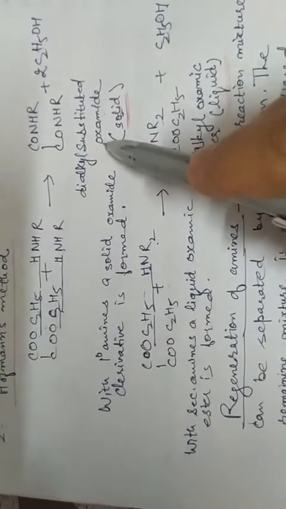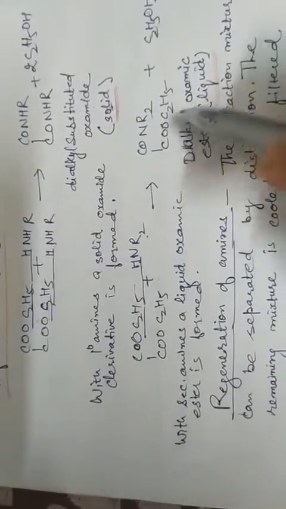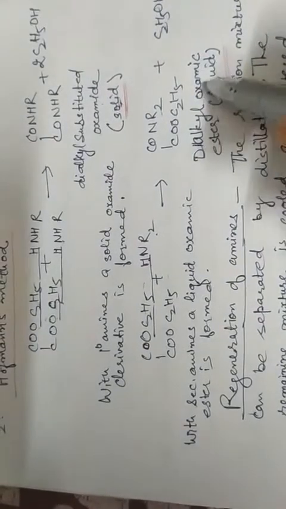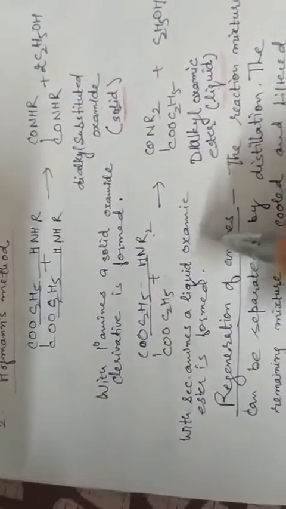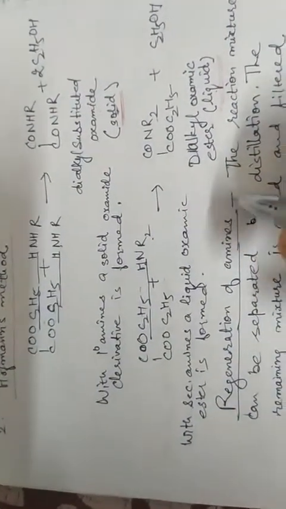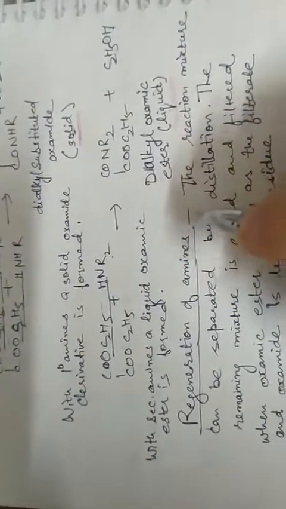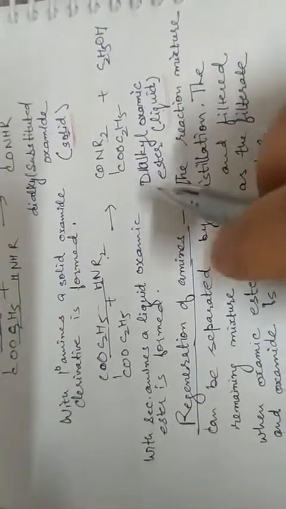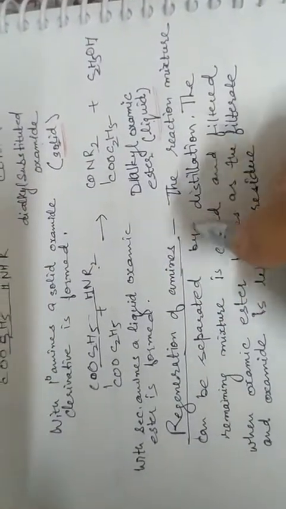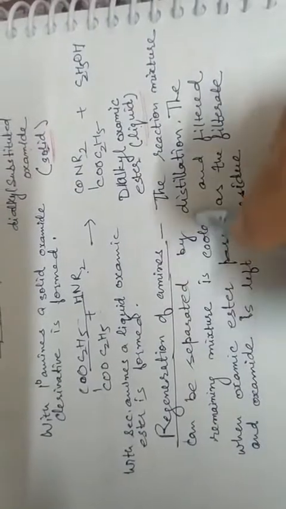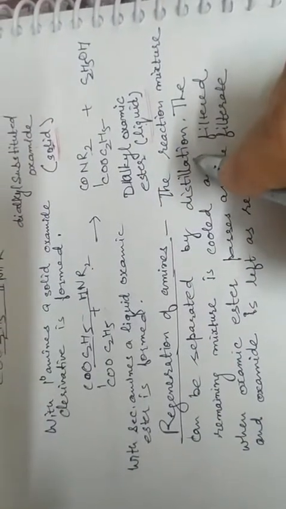Now we have a mixture of substituted oxamide, which is solid, and dialkyl oxamic ester, which is liquid, and tertiary amines don't react with this diethyl oxalate. They are also present in the reaction mixture. Now, how do we regenerate the various amines, primary, secondary and tertiary, from this mixture? The reaction mixture is distilled.